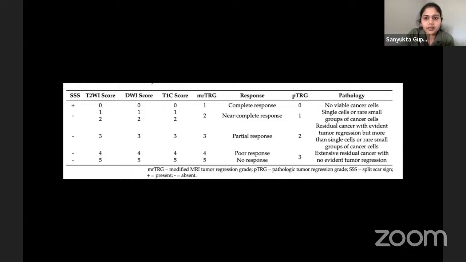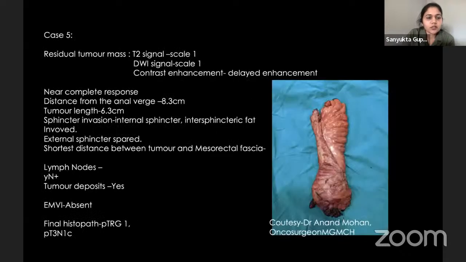Then pathological grading and the MR tumor response grading were compared. This is the residual tumor mass, and on the T2 signal, it was given as scale 1, that is near complete response. On a diffusion scale it was also given as near complete response. Contrast enhancement is found to be delayed enhancement, which again means that a fibrosis has occurred. This was given as near complete response. All the other details were given. Only the external sphincter was spared. So internal sphincter, intersphincteric fat was involved.